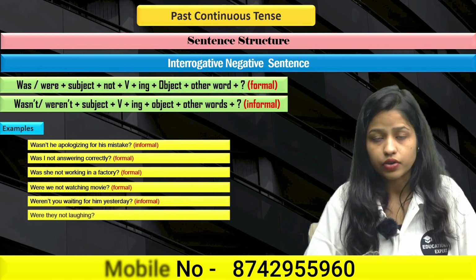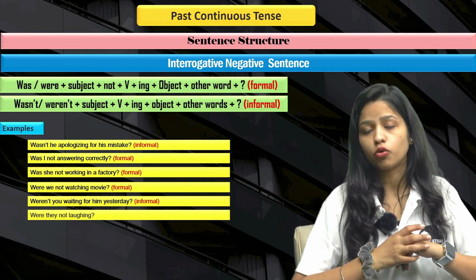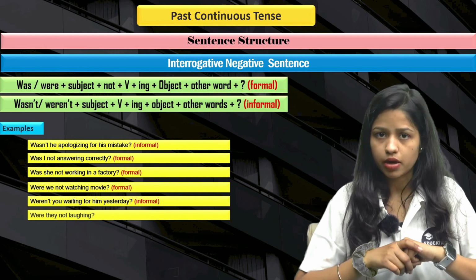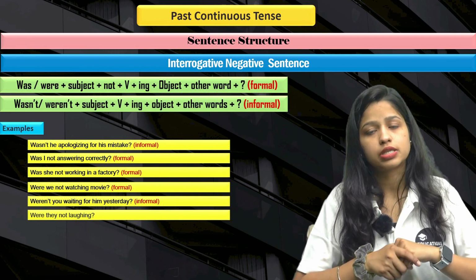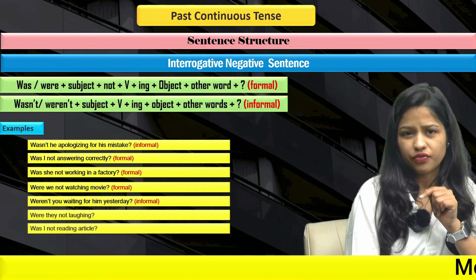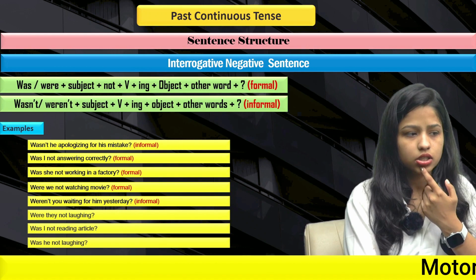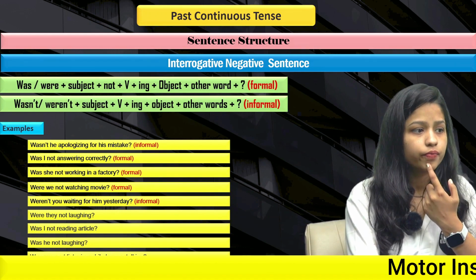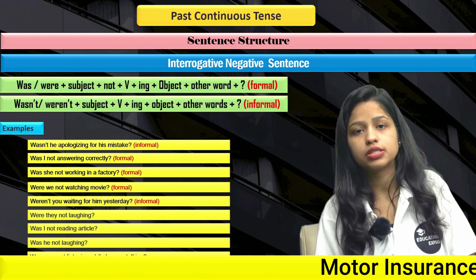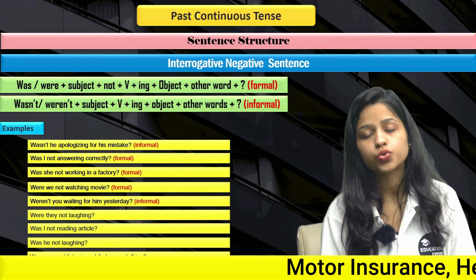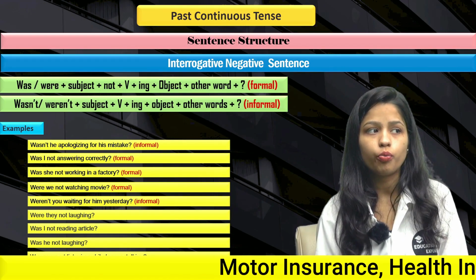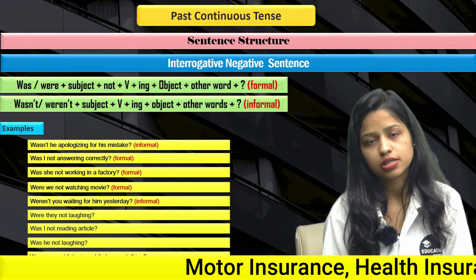Were they not laughing? And now for the rest of the sentences, I'm not going to tell you which sentence is in a formal manner and which is in an informal manner. Now you have to recognize it. Were they not laughing? Was I not reading article? Was he not laughing? Were you not listening while he was talking? So these are the four examples where you have to recognize which one is formal and which one is informal. Otherwise, I am hoping the sentence structure and everything is definitely clear for you.